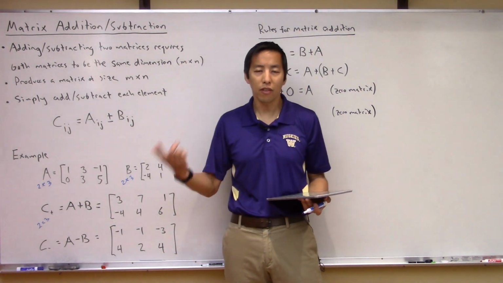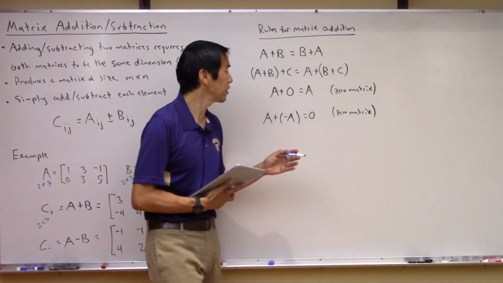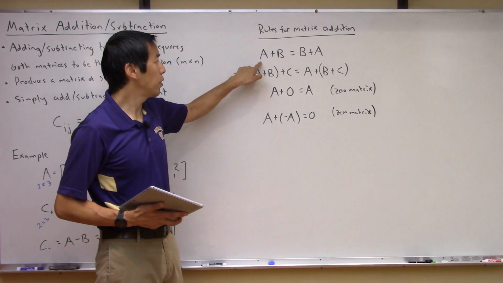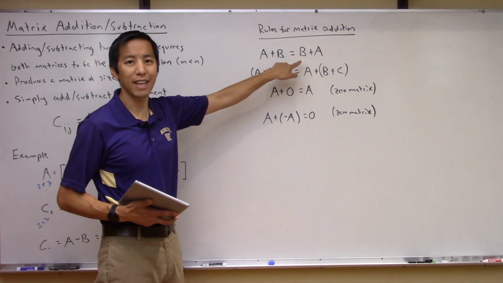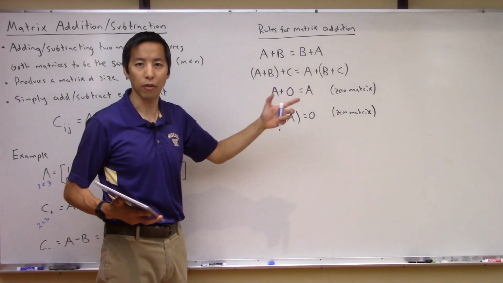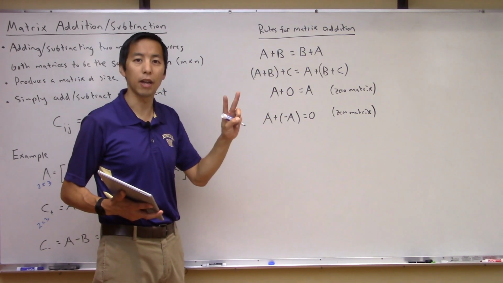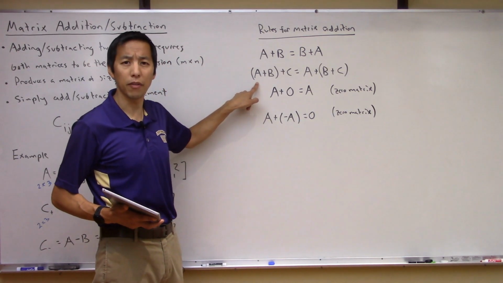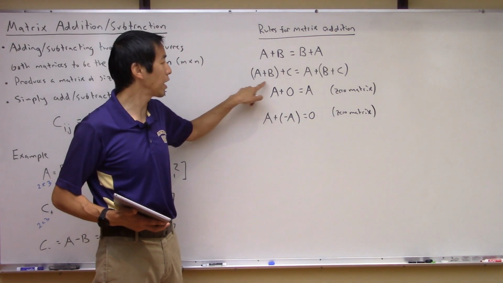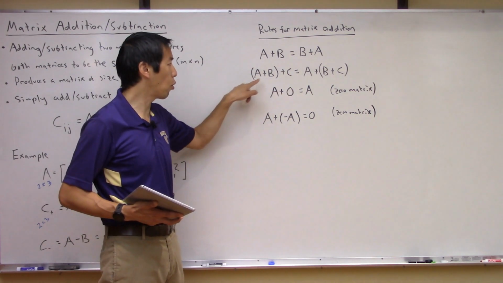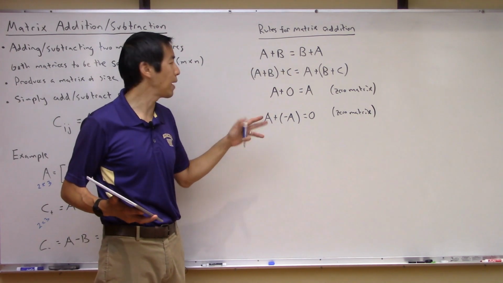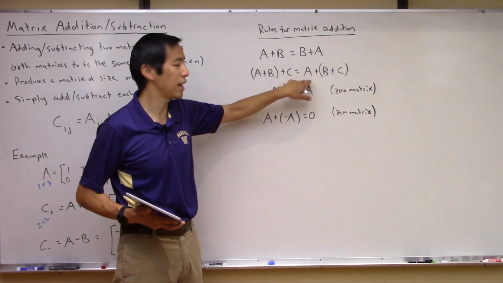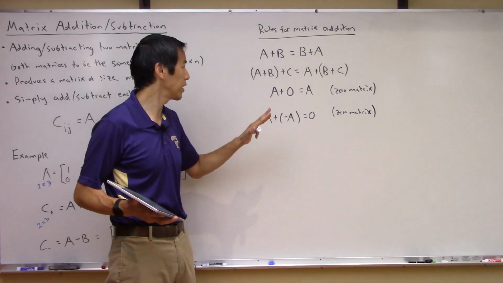Okay, so great. If that's all it is, you can write down some very simple rules for matrix addition here. If you add 2 matrices, A plus B, it's the exact same thing as B plus A. The order doesn't matter in matrix addition. If we're adding multiple matrices together, the order in which you do that addition doesn't matter. You can add A to B first and then add C, or you can add B to C first and then add A. It doesn't matter in this case.